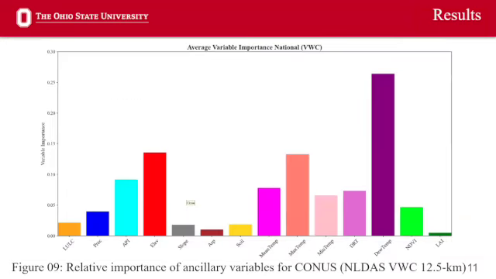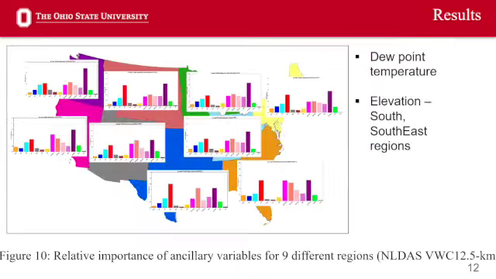And this is NLS VWC 12.5 kilometers. So I'm not going through that again. The dew point is the highest variable. And the same, for the South and Southeast regions, elevation is the first one.